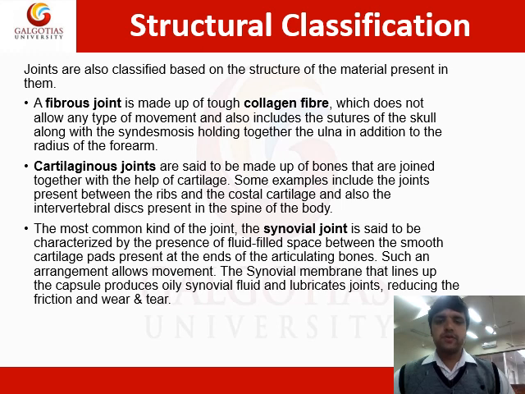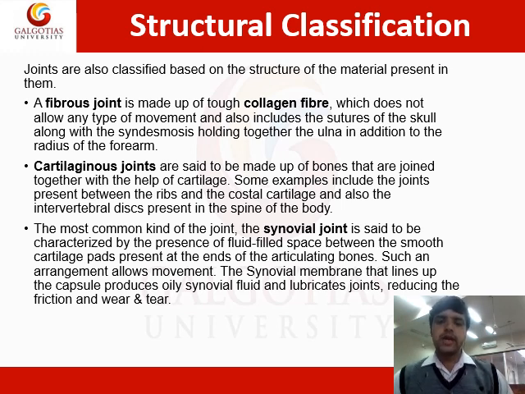Next type of structural classification is cartilaginous joints. They are made up of bones that are joined together with the help of cartilage. Some examples include the joints between the ribs and the costal cartilage, and also the intervertebral disc present in the spine of the body.